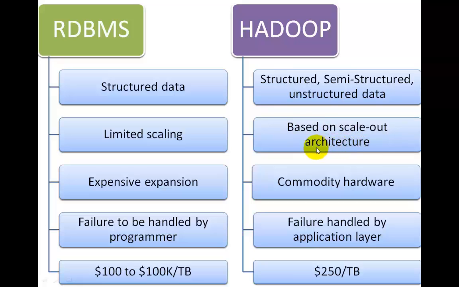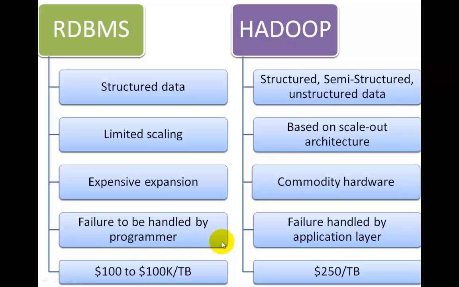RDBMS is of course an expensive expansion, as I have to buy that high-end server which can handle these transactions, and these servers can almost accommodate 1,000 transactions at a time. While Hadoop works on commodity hardware, that is cheaper hardware, and in a cluster it can work upon up to millions of transactions per second. Here in RDBMS, all kinds of failure have to be handled by the programmer. The programmer has to write the instructions such as logs, transaction logs, checkpoints.